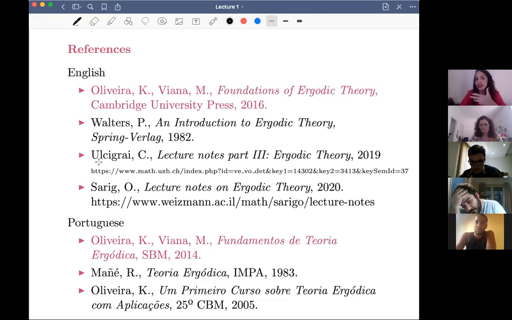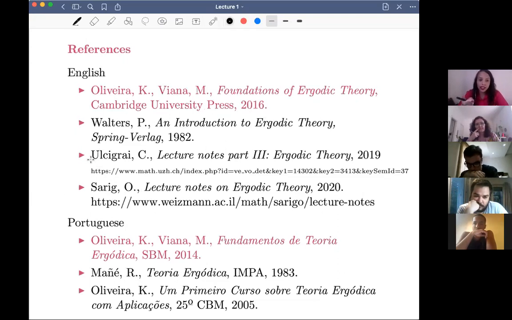There are the more classic books. For instance, I can suggest Peter Walters' book, An Introduction to Ergodic Theory. That actually is the book that I studied, because when I studied ergodic theory, the other one was not available, but it's a nice book. And I also like the Portuguese book of Mañé, Teoria Ergódica. I don't think it's available anymore. I don't think they print it, but if you look in some old bookstores, you can find it. And there are some notes that you can find online that are easier to find. I also put the links for them. And when I give you the slides, you can search for them.